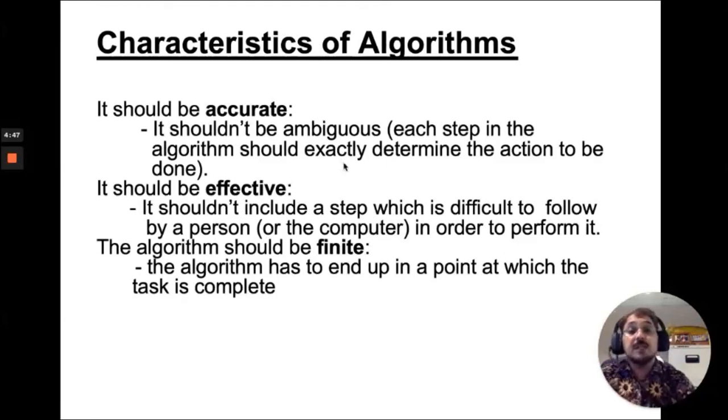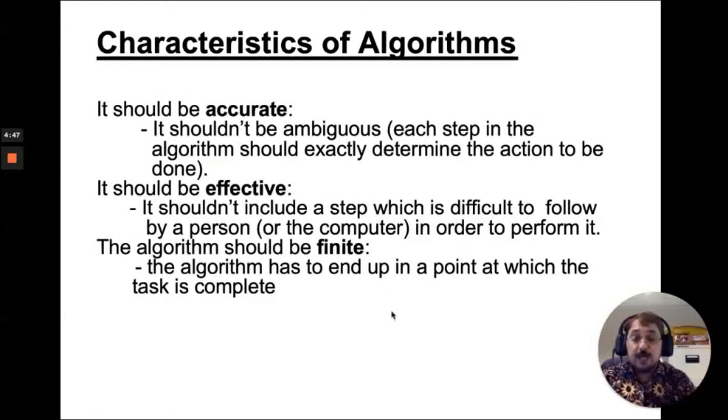It should not be ambiguous. Ambiguous means it should be very clear. Everybody should know what the sentence means. If the sentence is not clear, it is not a good algorithm. Second, it should be effective. Effective means that your steps should provide a solution. If the steps are not effective and can't provide a solution, it is not useful, right?